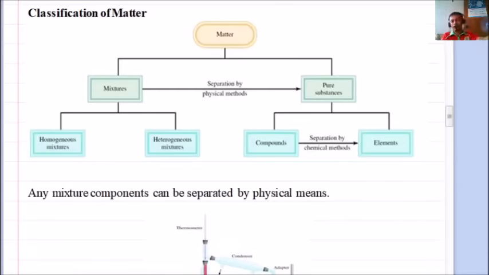So, again, ulitin lang po natin na any mixture components can be separated by physical means, while yung compounds can be separated by chemical means. Ayan. So, yan po yung pagdating sa matter.